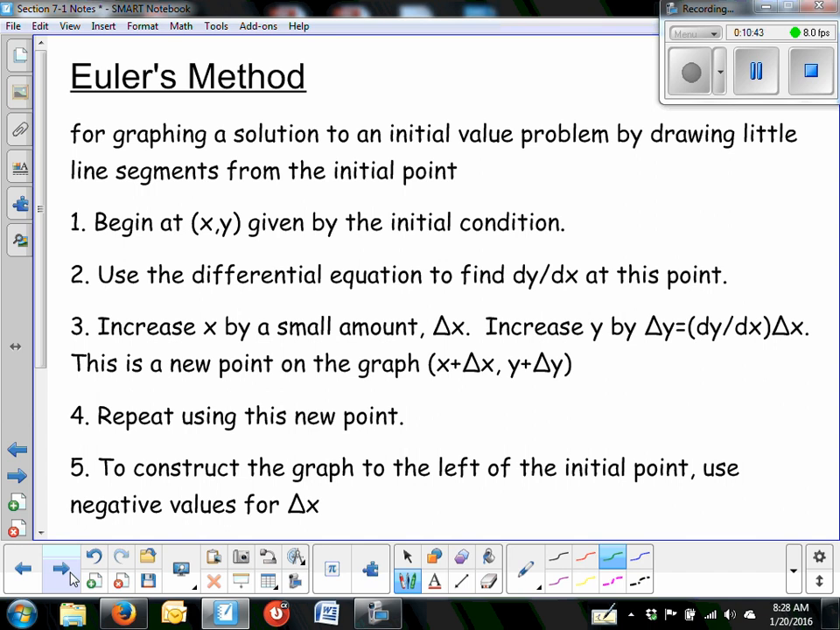These have all been ones where I've gone from the initial condition to the right on the graph. If we start at the initial condition and need to go left, all it means is delta x is going to be a negative number, but it doesn't change anything.